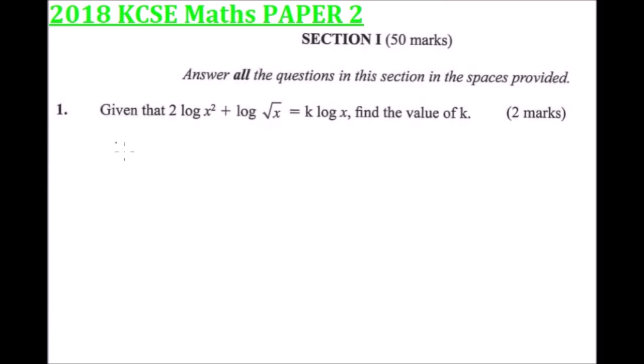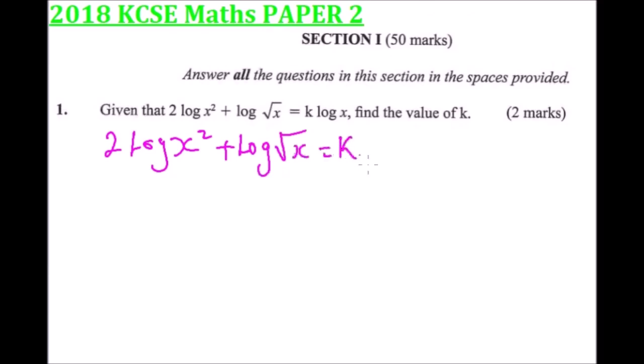So our question is 2 the logarithm of x squared plus the logarithm of the root of x is equal to k logarithm of x. So remember, we are given that if we have log a squared, we can write it as 2 log a. So we are going to apply this. So these two will come up here.